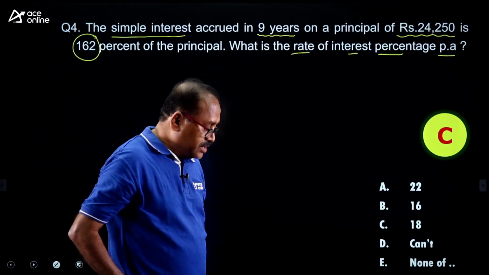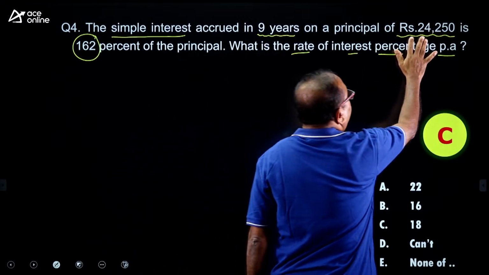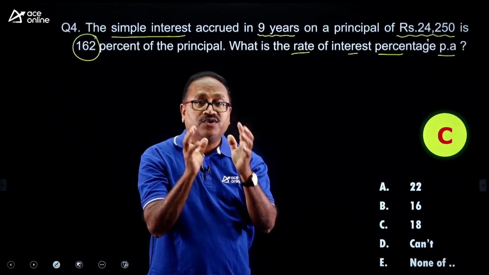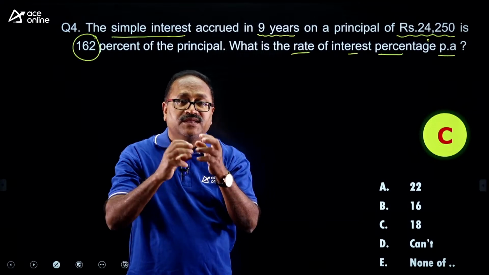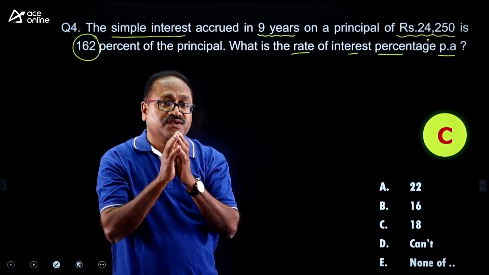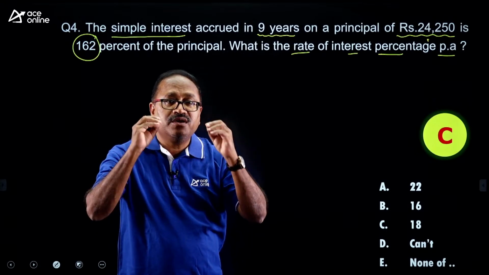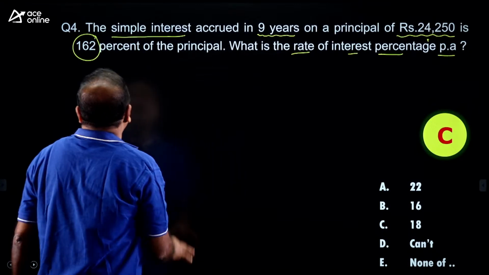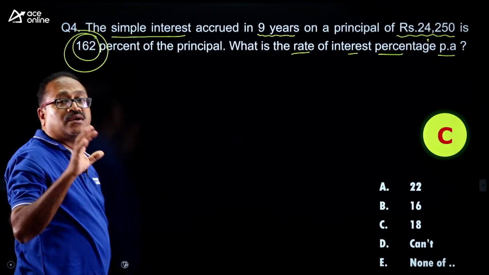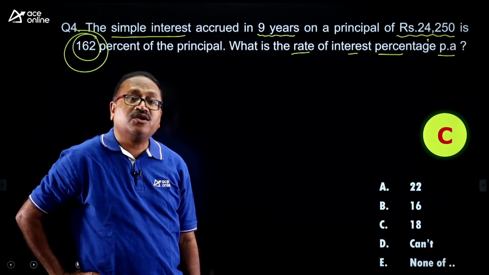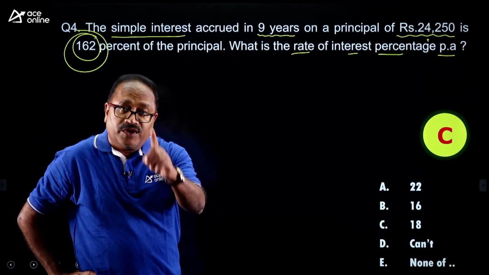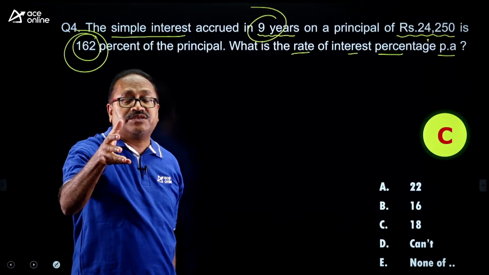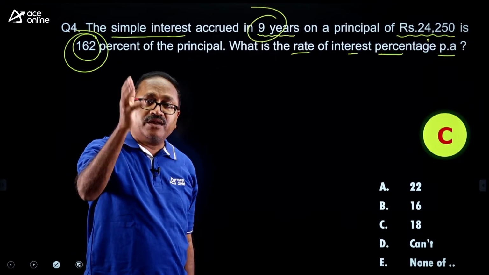Now I'll tell you what is there in this question. What is the use of this interest? The interest in 9 years is 24,250. This is a misleading figure, which is not required to answer the question. Why? Because I know the overall interest is 162%. For how many years are you getting 162%? In 9 years.